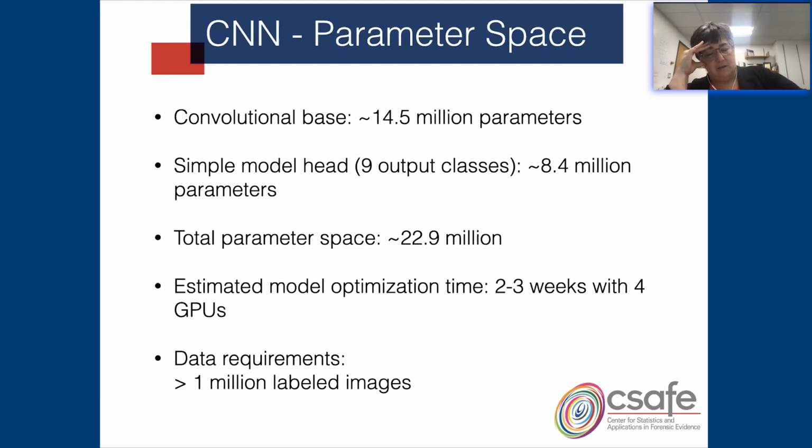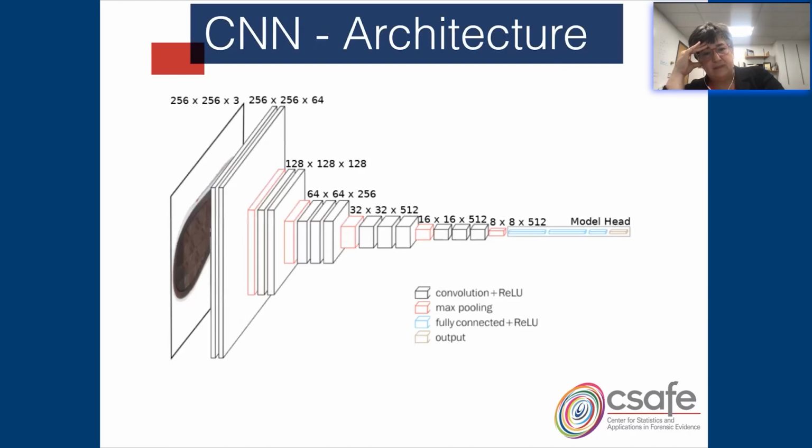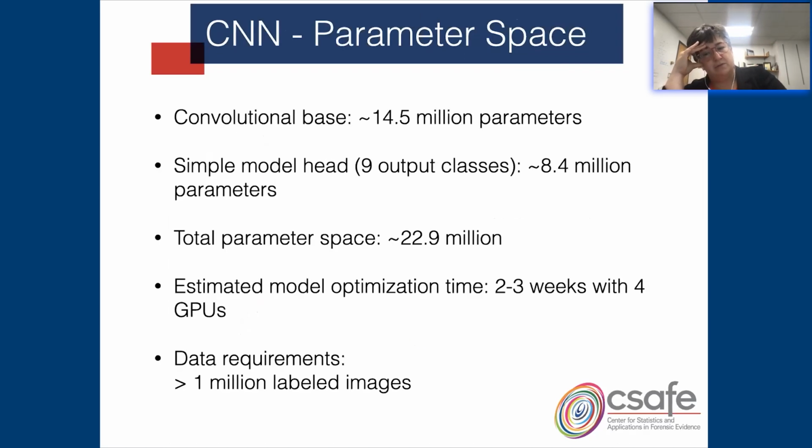So if we try to fit a model like this, that's shown here, we need about 2 to 3 weeks with 4 high-powered GPUs. We also need more than 1 million labeled images. And at the moment, there's about 28,000 labeled images. So we're just about 1 million short of the 1 million. So there's only a dent in the labeling that would be needed to completely fit this full convolutional neural network.